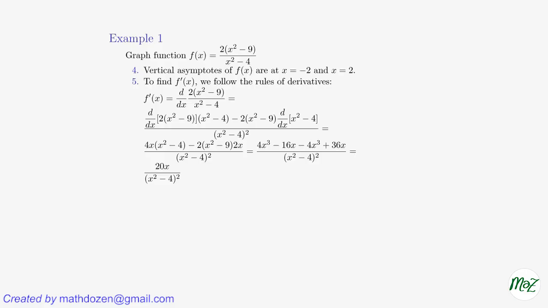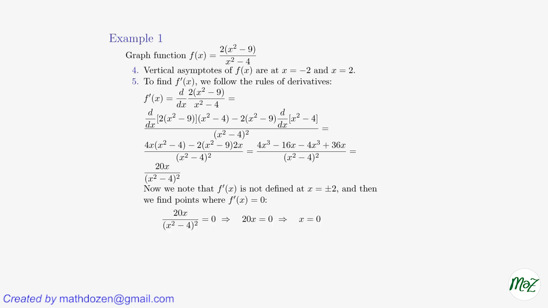That's nice. Once we have the formula for the derivative, we note that this derivative is not defined at exactly the same places as the original function, x equals positive or negative 2, and on top of that there are some places where derivative is 0. So set the formula for the derivative equal to 0, that makes the numerator being 0, and that results in x equals 0. This is pretty much the only critical point.